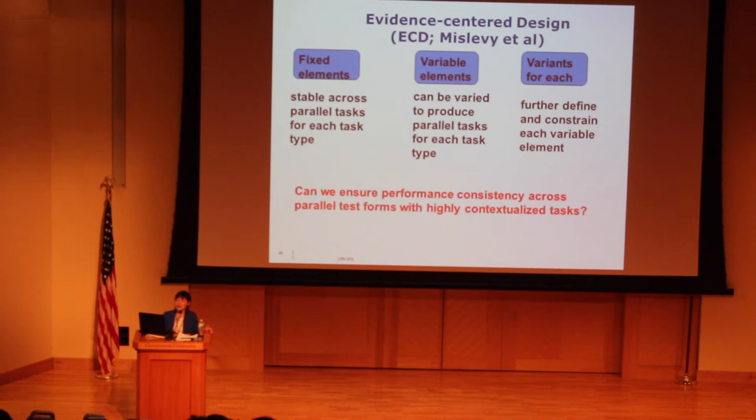And the variance for each further defines and constrains each variable element. So, for example, if one of the contextual factors you want to represent is setting, like office hours, then you probably want to define variance for setting up that office hour. I mean, what is allowed and what is outside the scope.